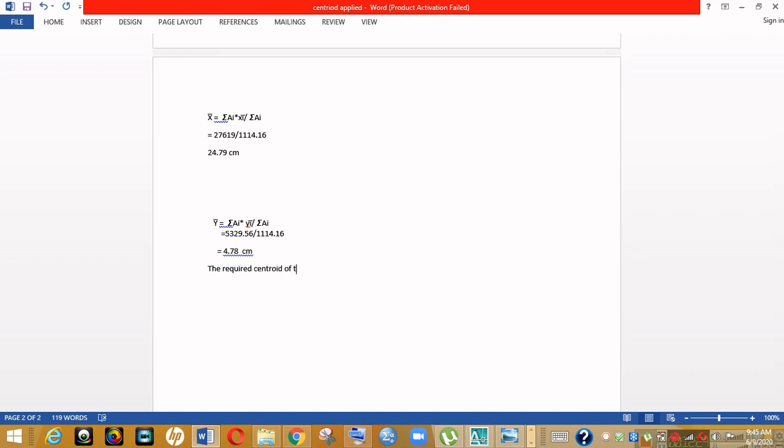So the required centroid of this composite figure is 24.79 centimeters in x direction and 4.78 centimeters in y direction from the origin. So this will be your answer.